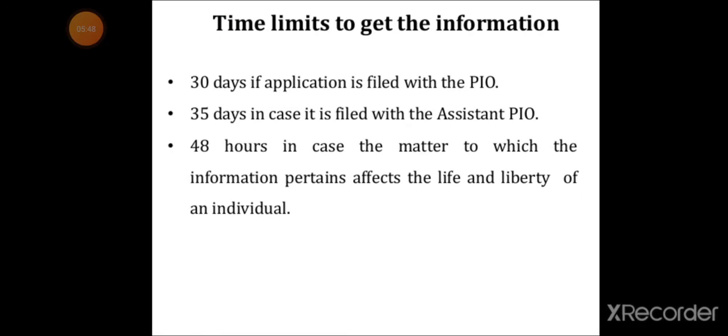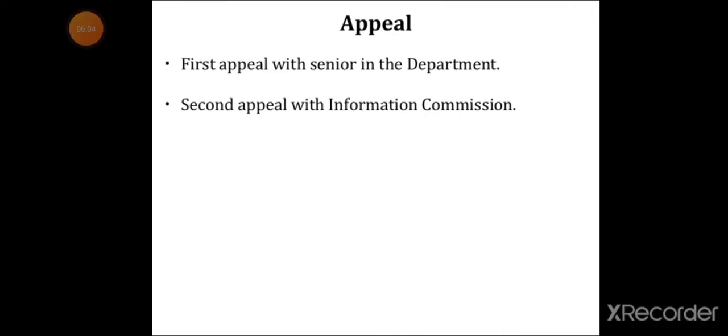Time limit to get the information. 30 days if application is filed with the PIO. 35 days in case it is filed with the assistant PIO. 48 hours in case the matter to which the information pertains affects the life and liberty of an individual. Appeal: first appeal with senior in the department and second appeal can be filed with the Information Commission.